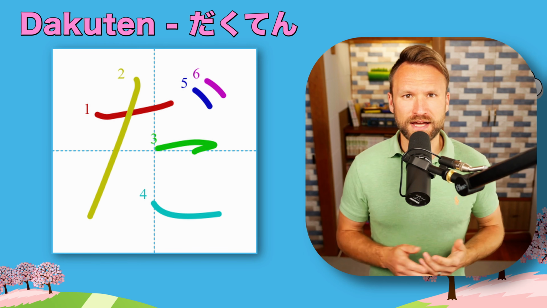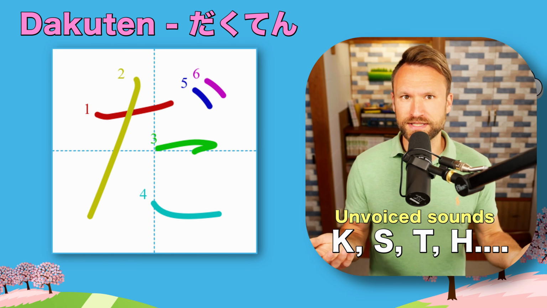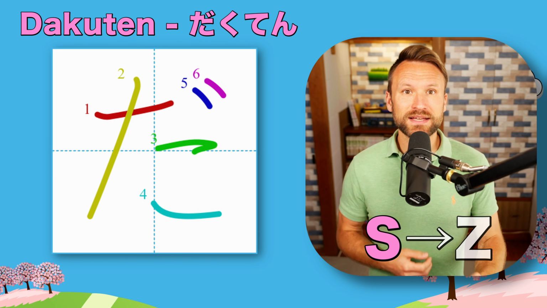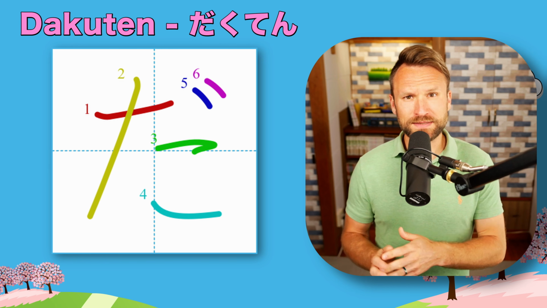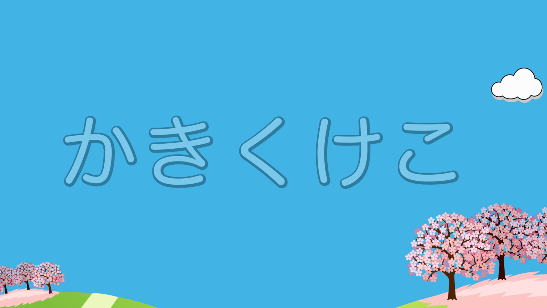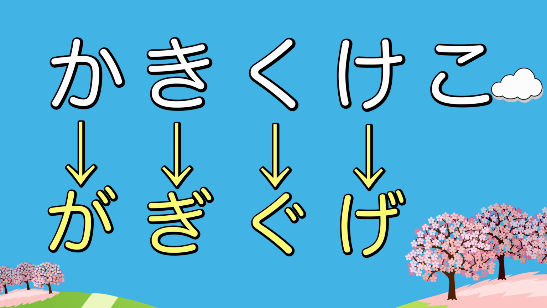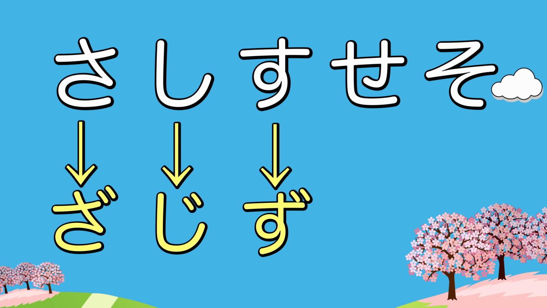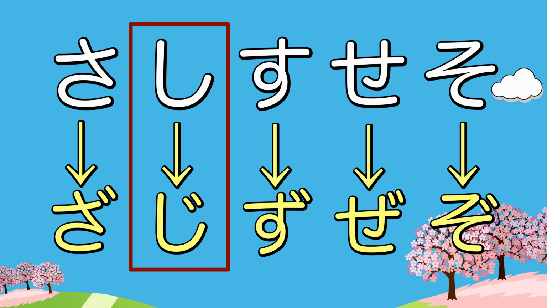So what happens to the consonants k, s, t, and h when you mark them with a dakuten and thus need to voice them? Well, k becomes g, s becomes z, t becomes d, and h becomes b. Notice how my voice makes an appearance in these? Let's see this in practice. がぎぐげご ざじずぜぞ Notice that the shi sort of becomes ji as opposed to z, though it's sort of in between the two.